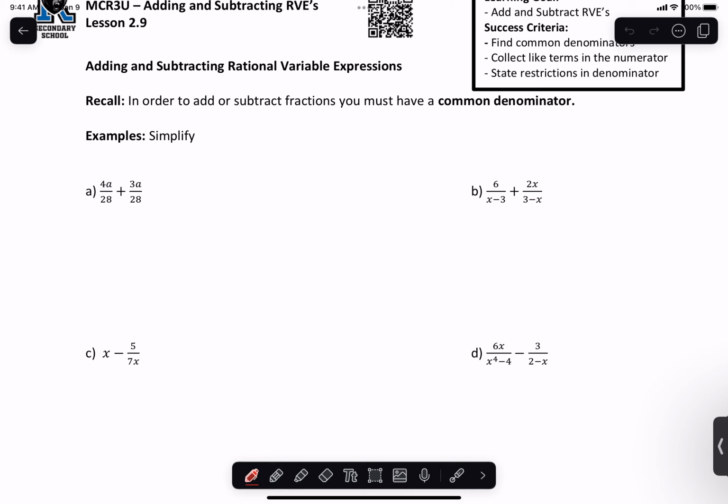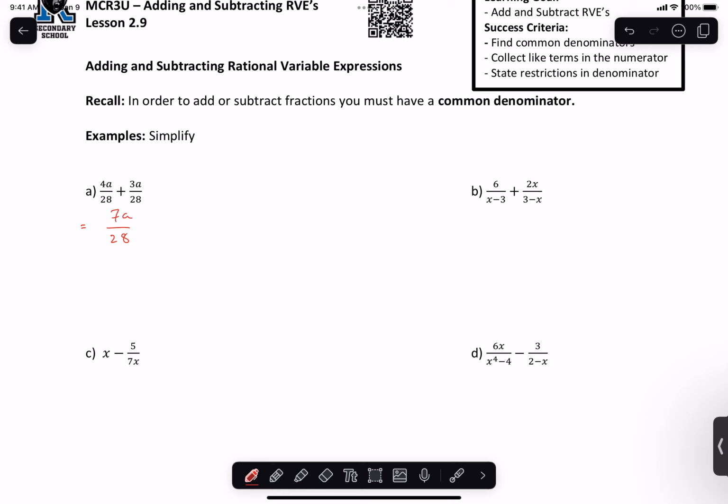So here, for the first question, all the work's done for you in that the denominators match. So we don't have to do anything. Now I know for sure whatever the result is going to be over 28, because the denominators match, and you collect like terms in the numerator. Those look like terms to me, don't they? I can add 4a and 3a together. That's 7a.